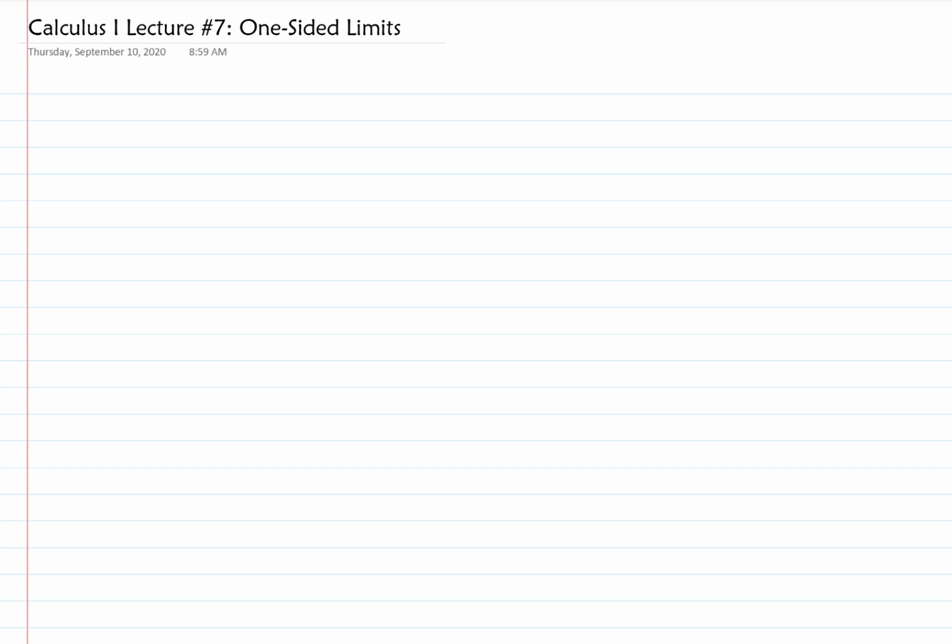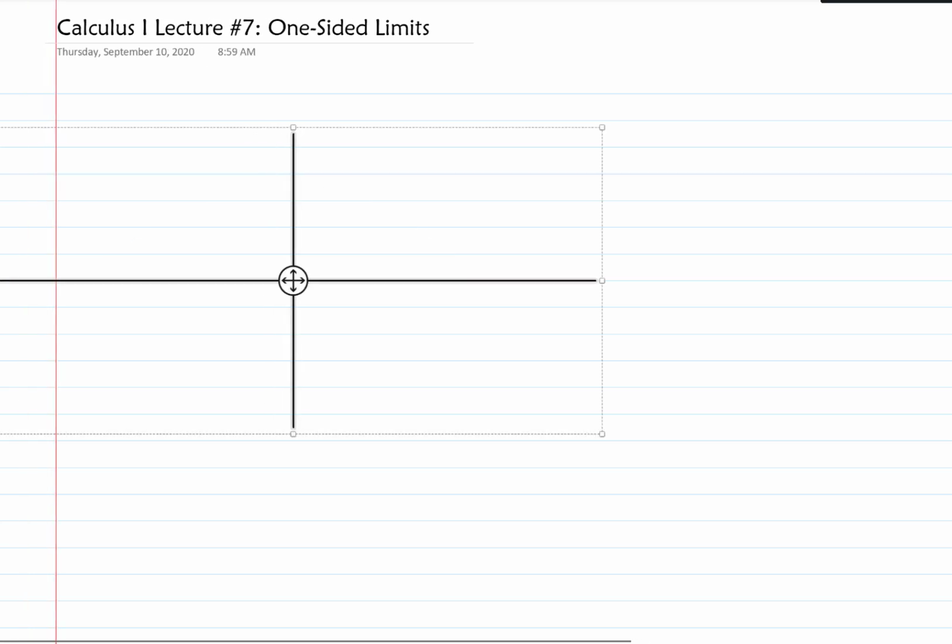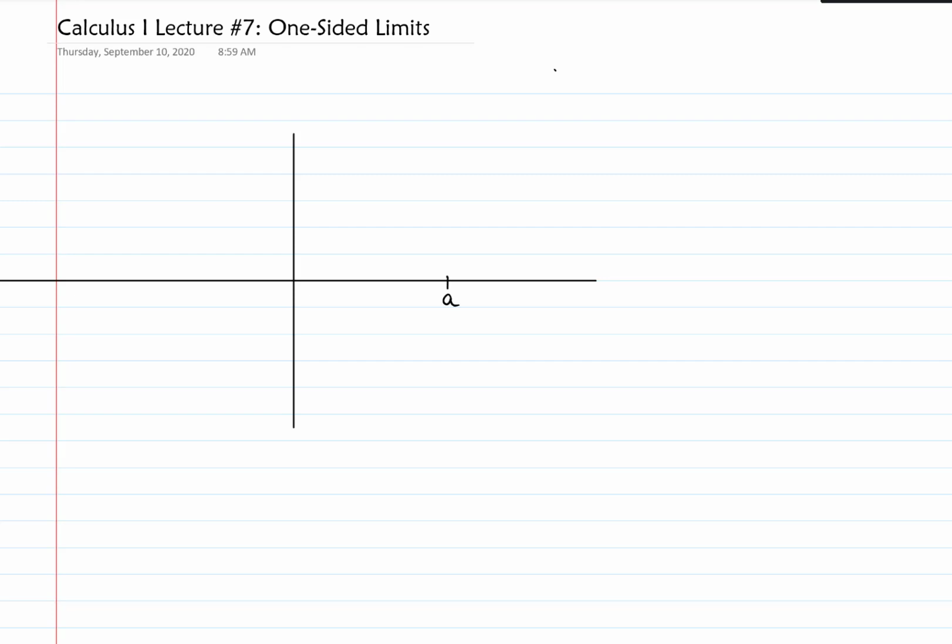Okay, if you remember from a few lectures ago, we talked about different possible ways that a limit might not exist. And one of those ways was if the function was approaching two different values from the two different sides. Let me show you what I mean. Let's call this A right there. And suppose you had a function that was doing this.